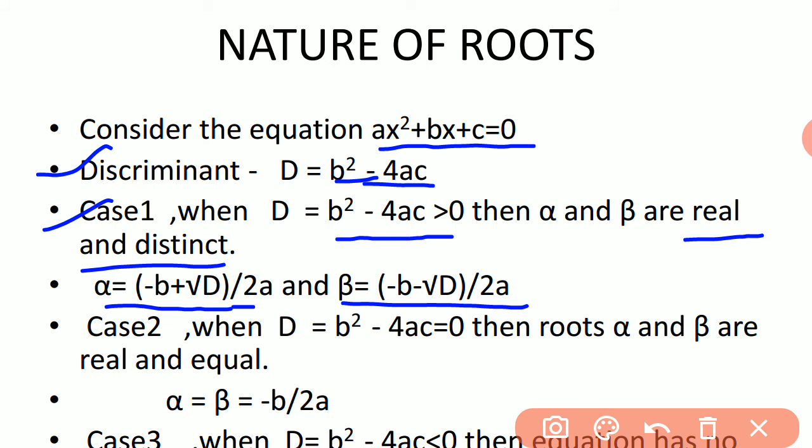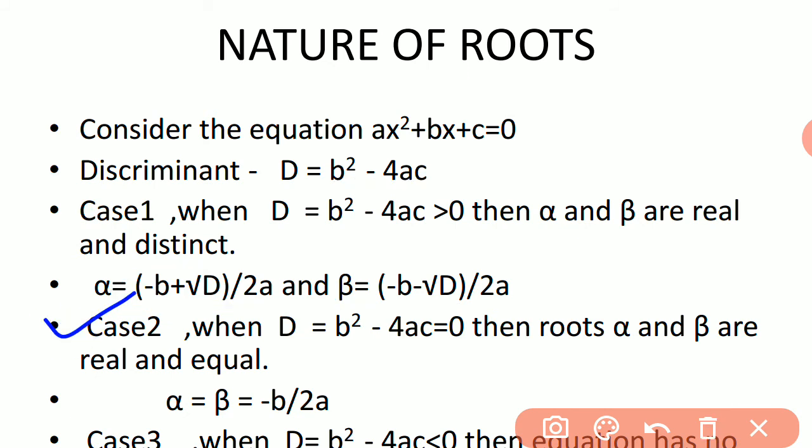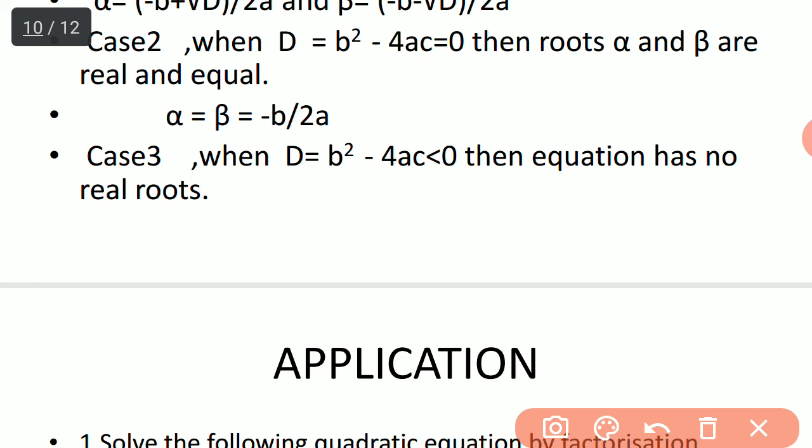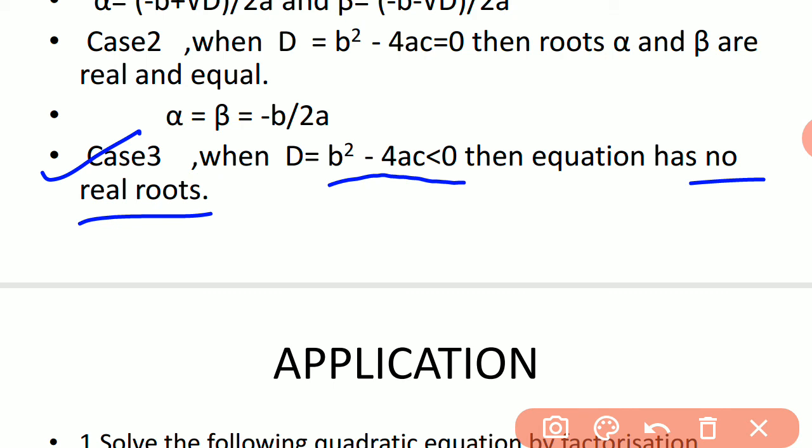Case second, when b² - 4ac = 0, then the roots are equal, that is alpha = beta = -b/2a. Third case, when b² - 4ac is less than 0, then the equation has no real roots, that is, imaginary roots.